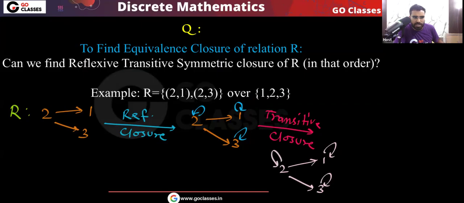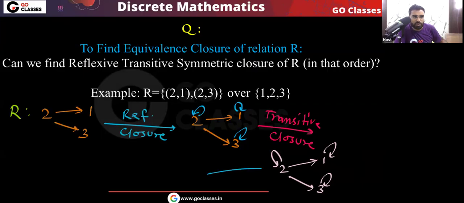Okay. Now, is there any reachable pair which is missing? No. You can see that no other reachable pair is missing. Yes or no? Okay. So that's it. This is the transitive closure. Okay. So we got transitive closure.